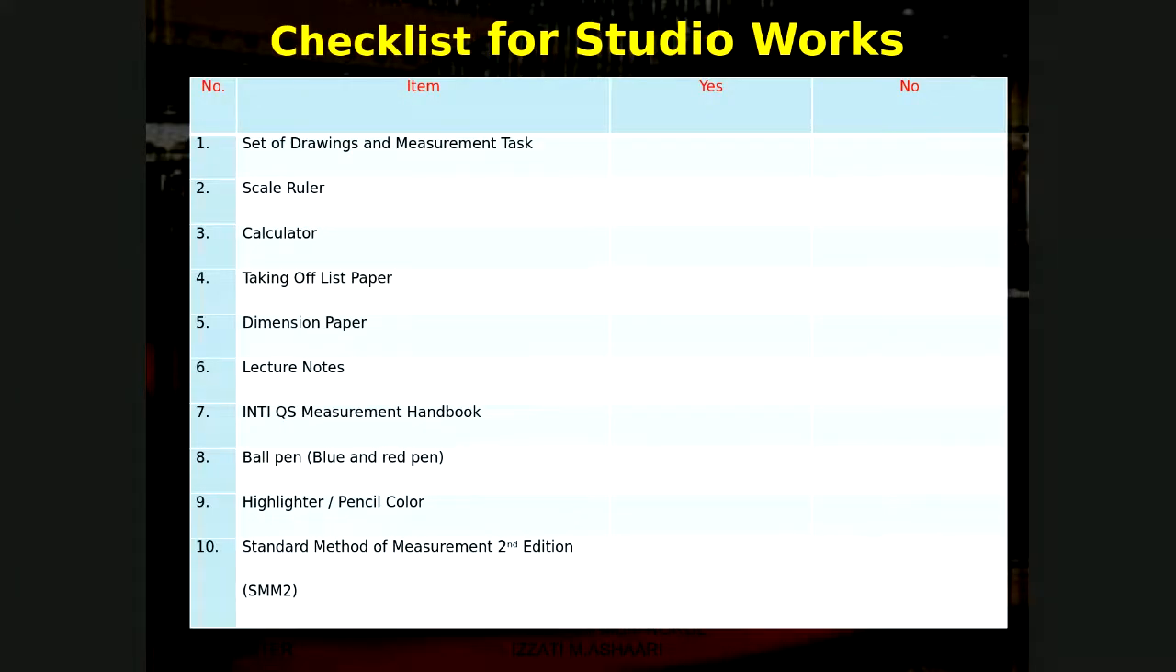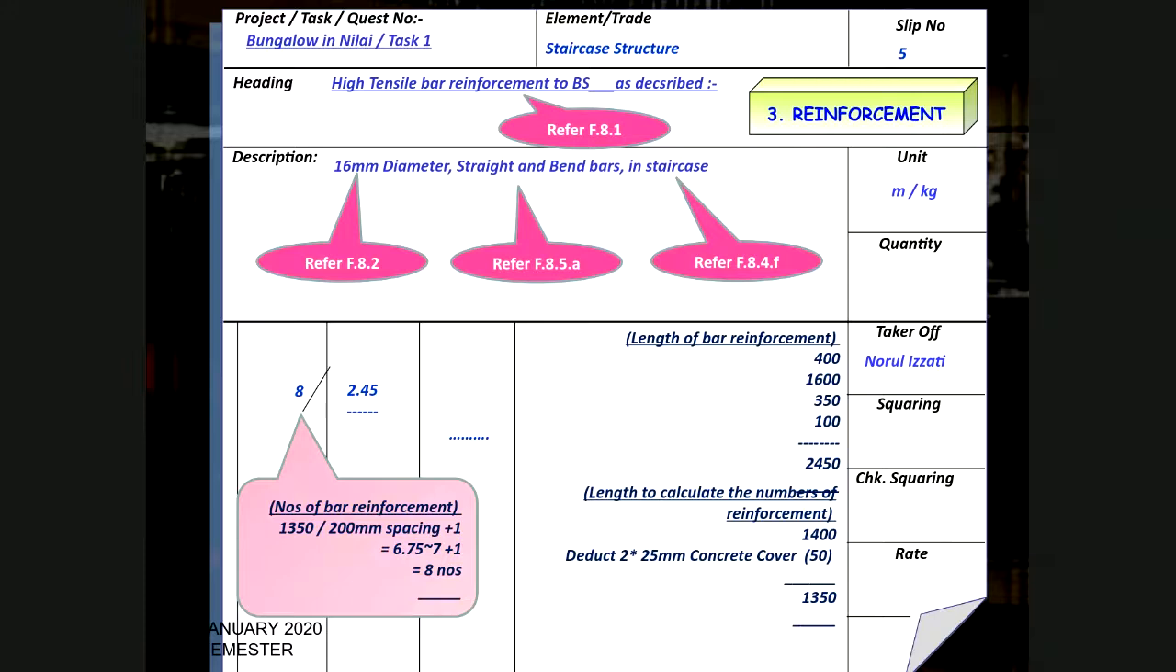Right, that will be the end of the measurement for the bar reinforcement, in terms of the discussion for the theory part. Any question, class? Any question, class, before we end? Any question for the bar reinforcement?